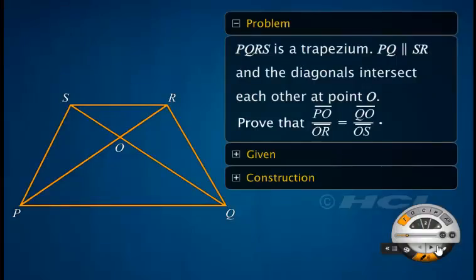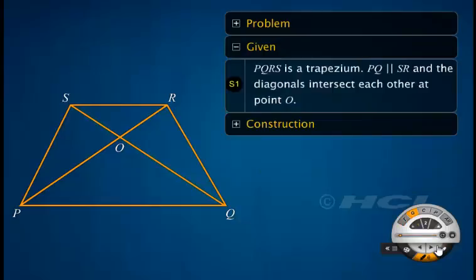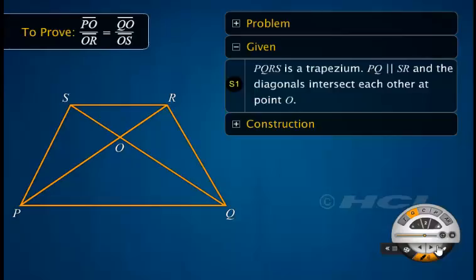PQRS is a trapezium. PQ is parallel to SR, and the diagonals intersect each other at point O. Prove that the ratio of PO to OR is equal to the ratio of QO to OS. It is given to us a trapezium PQRS in which PQ is parallel to SR and the diagonals SQ and RP intersect at point O. We have to prove that the ratio of PO to OR is equal to the ratio of QO to OS.